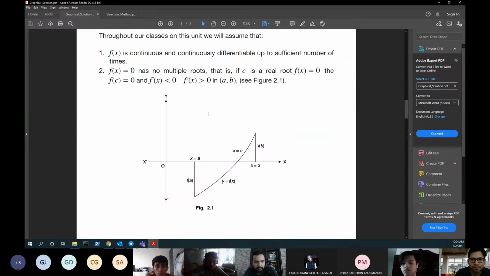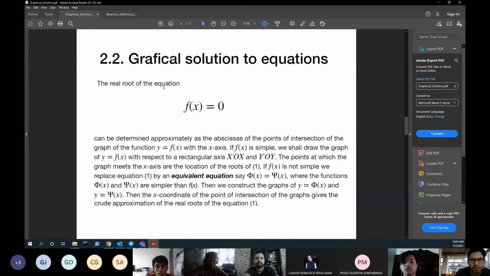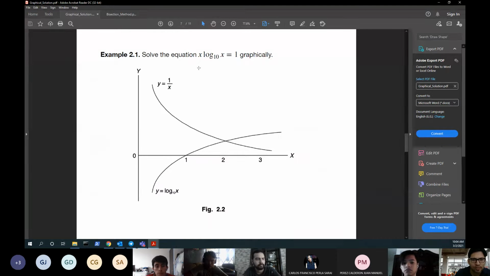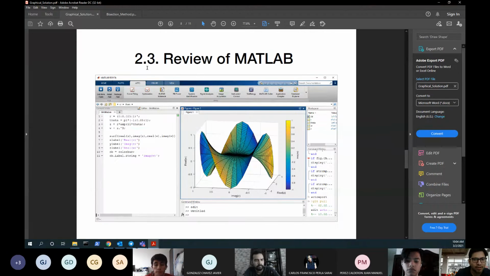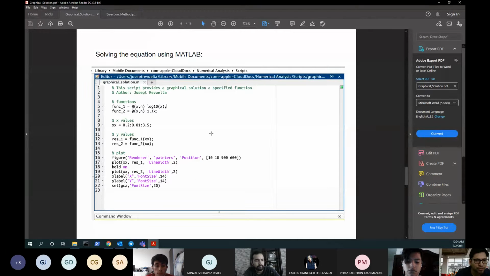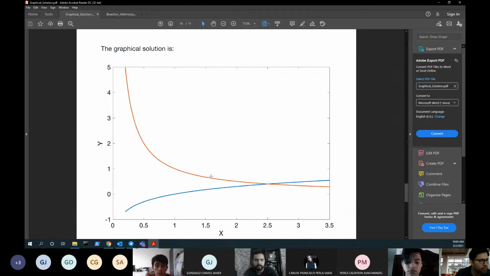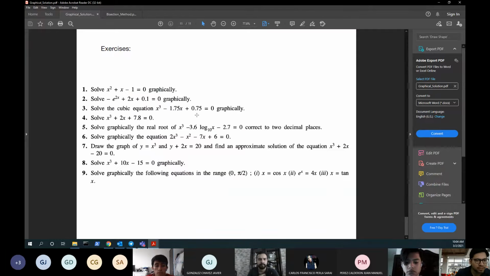In general, we discussed the graphical solution. We discussed what happens when we have a more complex equation, so we split the equation in two parts, as in this one. We also reviewed MATLAB and how to do the method in MATLAB. I gave you an example with this plot, and I told you the solution was about 2.5 something. And finally, I gave you this exercise.